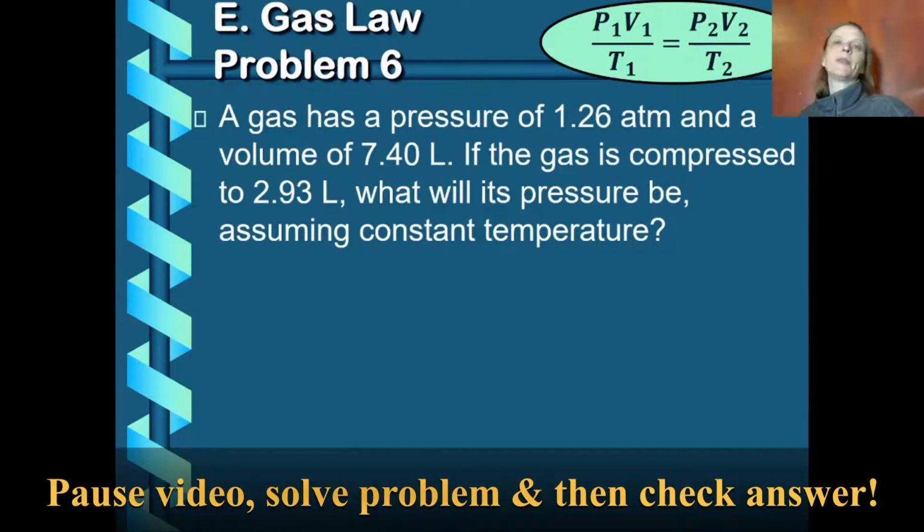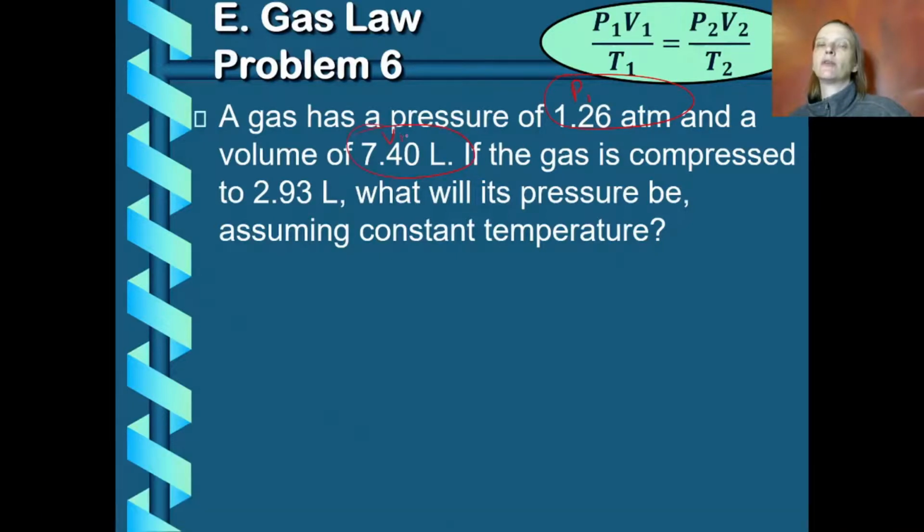Another example. Gas has a pressure of 1.26 atmospheres and a volume of 7.40 liters. If the gas is compressed so that it has a smaller volume, 2.93 liters, what will its pressure be? In this example, we are not using all components of the combined gas law. We've got P1, V1, T1, P2, V2, T2, but temperature was never mentioned in this example, so we just ignore the temperature.